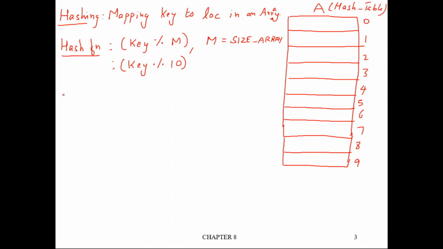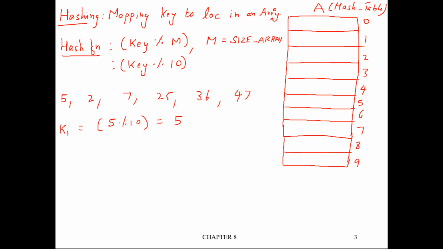Let me take the values 5, 2, 7, 25, 36, 47. These are the keys. First key k1 is 5, so perform 5 modulo 10. What is 5 modulo 10? It is just 5, the remainder is 5. It is modulo, not division, it is modulo division.